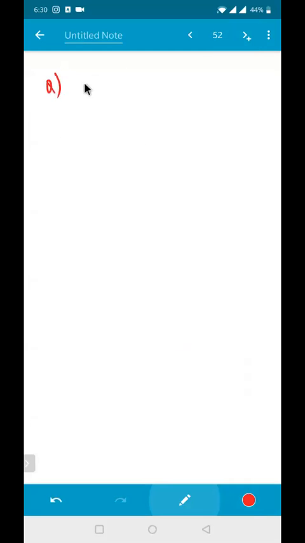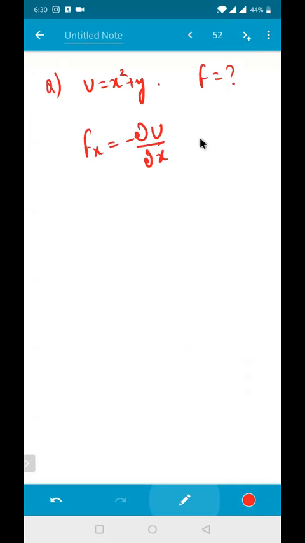If I give you a question like this, say U equals x square plus y square. Potential energy is given right now. Calculate the value of your force. F is equal to how much? Can anyone? U is a function of x. So Fx equals minus of dou U by dou x, partial differentiation.